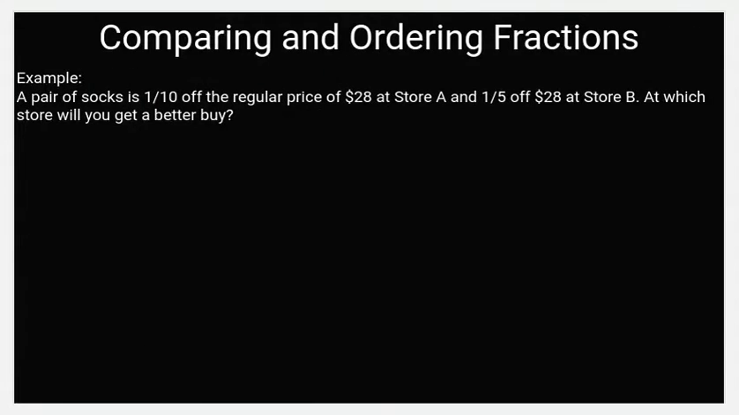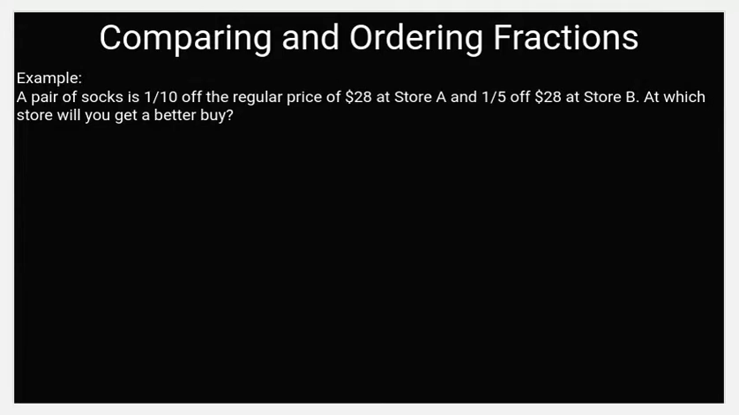Okay, so let's take this word problem for an example. A pair of socks is 1 over 10 off the regular price of $28 at store A and 1 over 5 off $28 at store B. At which store will you get a better buy?